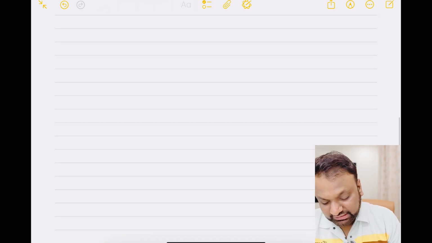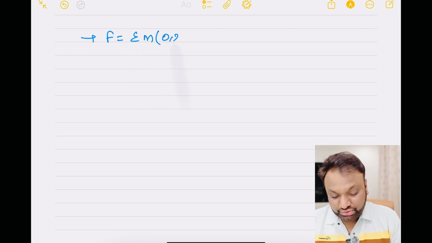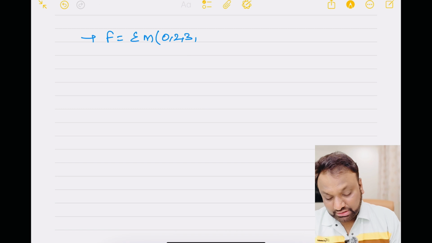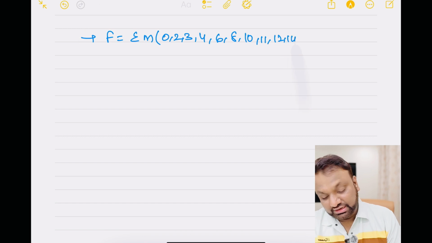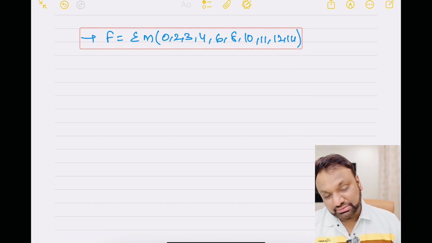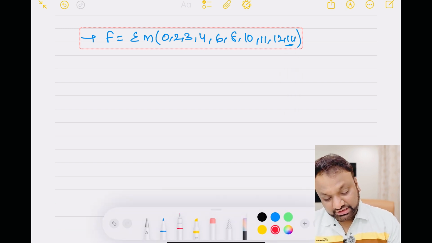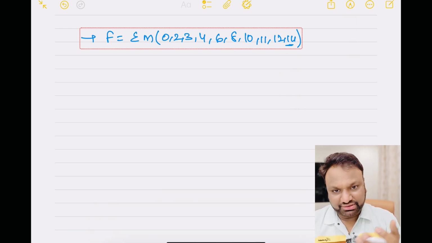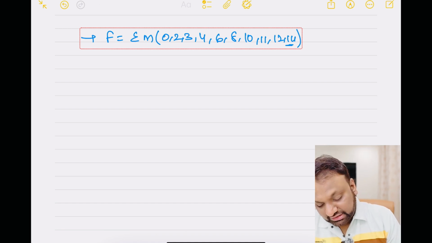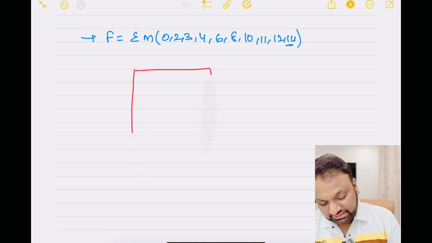Minimize f equals sigma m of 0, 2, 3, 4, 6, 8, 10, 11, 12, 14. We need to minimize this by using a K-map. The highest number is 14, which is in the range of 0 to 15, that is 16 numbers, so it's a 4 variable K-map, right? So let me draw the K-map first.